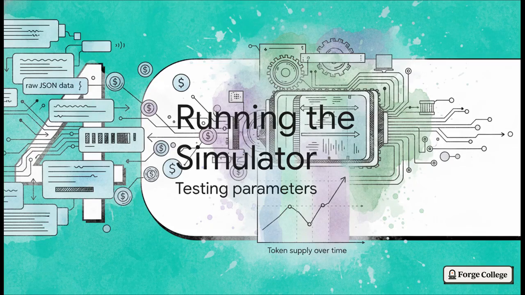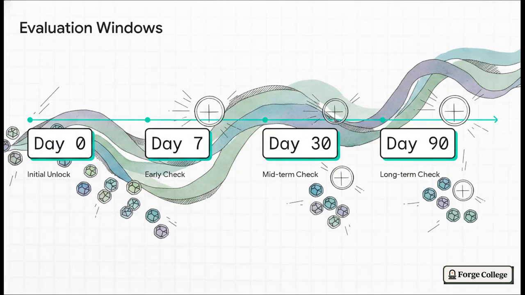On to Section 4, running the simulator. Okay, this right here is the absolute climax of our explainer. We are taking the AI's raw JSON data and running it through a basic JavaScript simulator just to see what actually happens to our token supply.